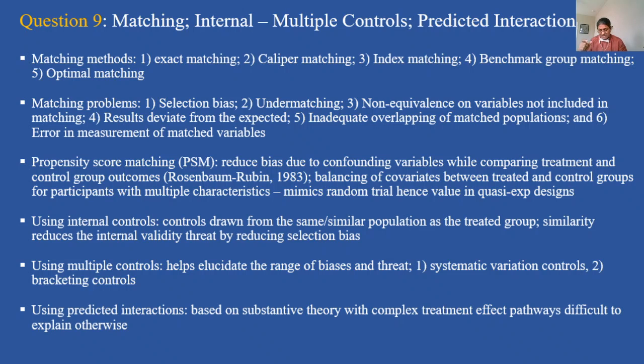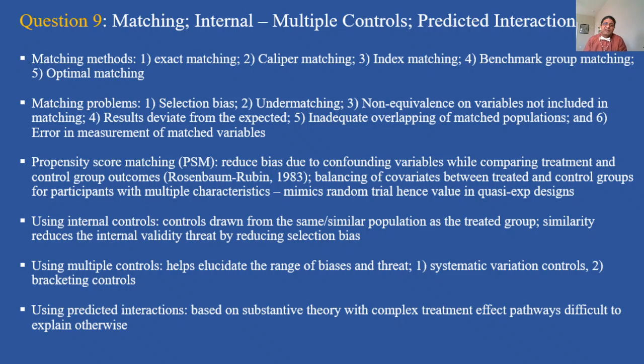So what are the specific issues? There is a possibility of selection bias. There is possibility of undermatching when some predictors of the outcome are not included in the matching. Equivalence is difficult to achieve on variables not included in the match. And matching for several reasons may produce abnormal results. Population may be matched but may not completely overlap on the variable, which can lead to regression to the mean. And there may be an error in measuring the matched variable.